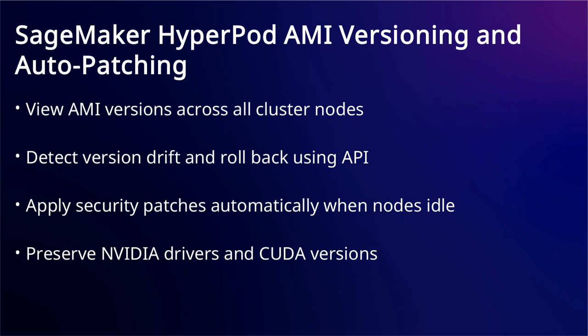You can enable auto-patching per instance group to apply backward-compatible security patches only when nodes become idle, ensuring running workloads remain undisrupted. Auto-patching preserves major and minor versions of NVIDIA drivers, CUDA, and operating system kernels, applying only patch-level security updates. You can configure these capabilities through the Create Cluster or Update Cluster API. A published AMI support policy defines support timelines for different AMI versions. Both capabilities are available for HyperPod clusters orchestrated by Amazon EKS in all supported AWS regions.